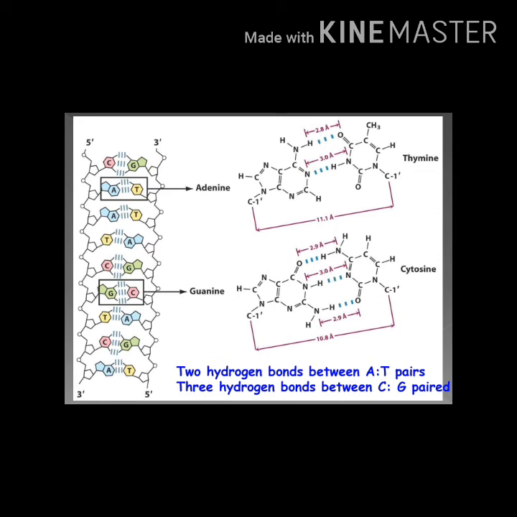So this is the ATGC pairing, which is also known as Watson-Crick base pairing. So as shown in the overall diagram here, adenine always binds with thymine with a double bond, and guanine always binds with cytosine with a triple bond.